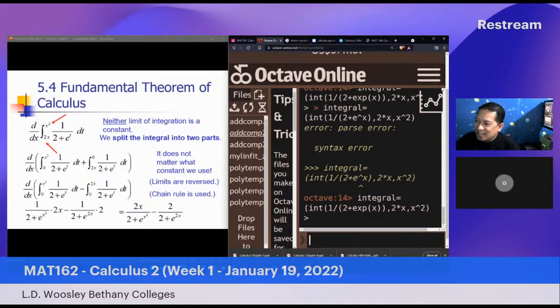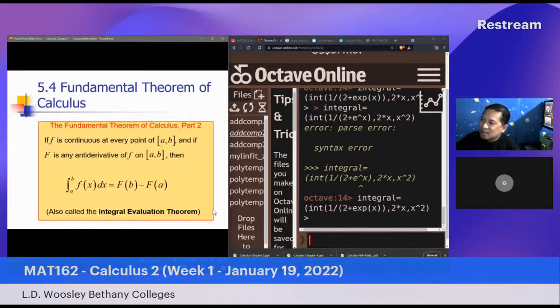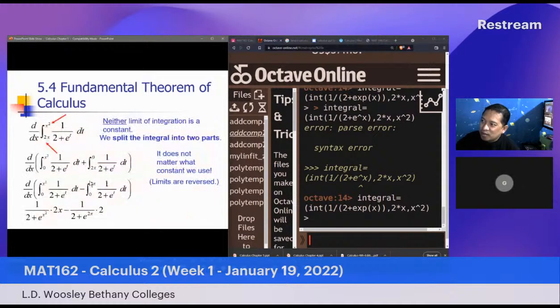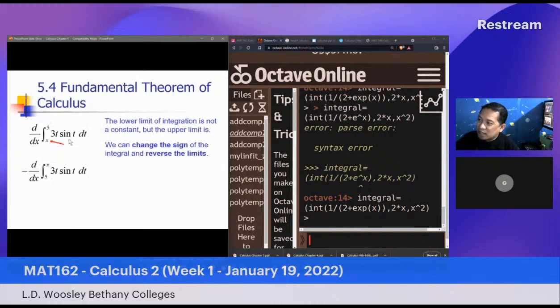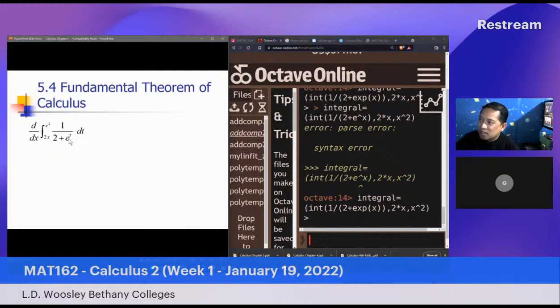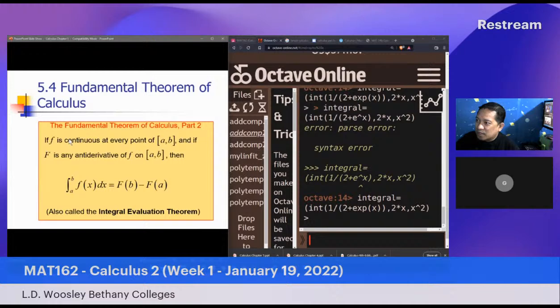Anyway, okay, forget it. This is the last one, the fundamental theorem number 2, the integral evaluation theorem. This is the fundamental theorem part 1, more on the differential of integration. The derivative of the integral, once satisfied, you just copy the new variable t, convert it to x. Then we will be applying some chain rule, reverse limits, and other things. So that's the fundamental theorem. And then the second point is the integral evaluation theorem.